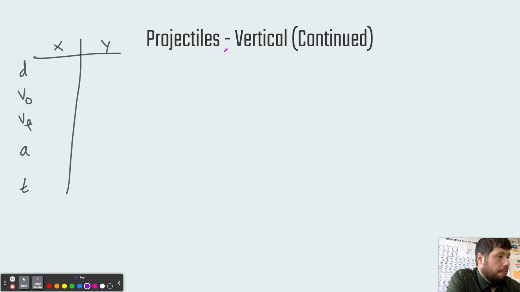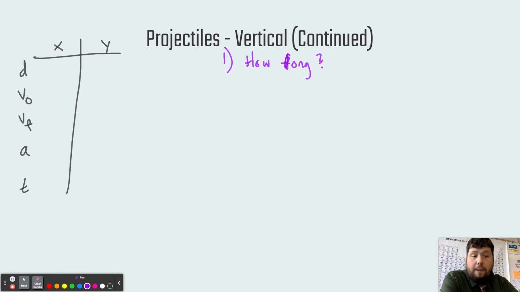So let's ask some similar questions. Question 1 is how far, or how long. We'll say how long first. So how long is our ball going to be in the air? So I want to know the total time.